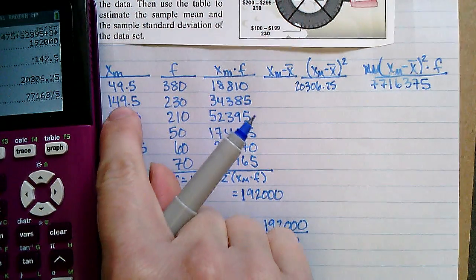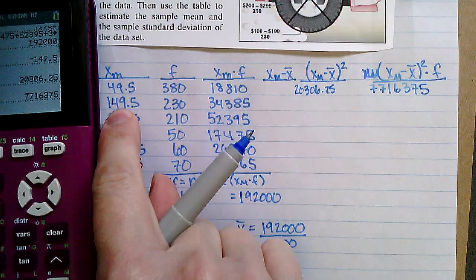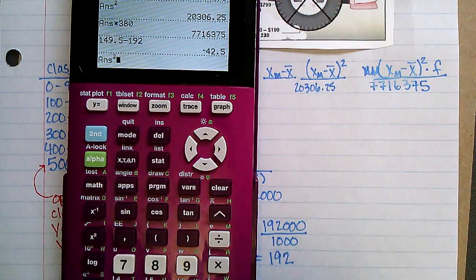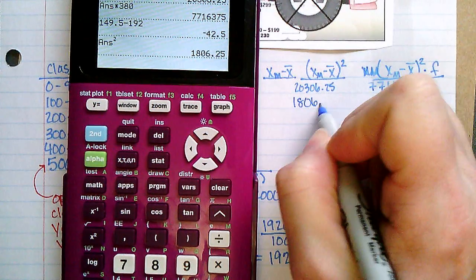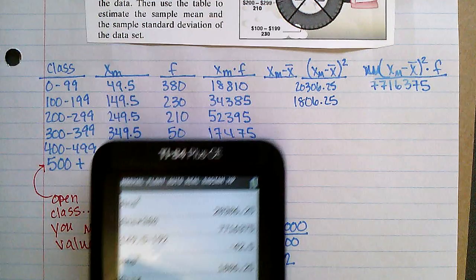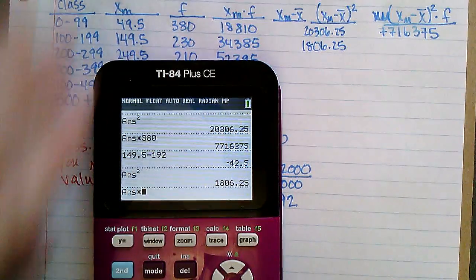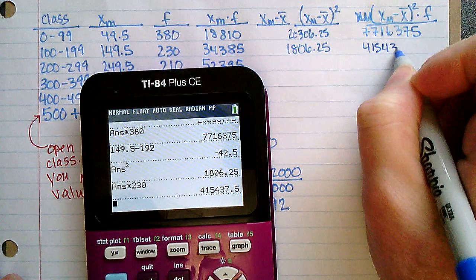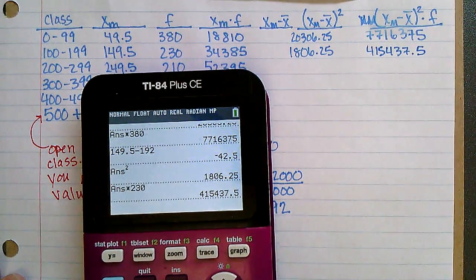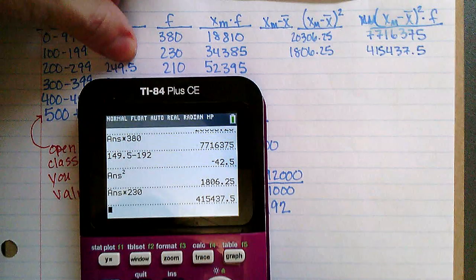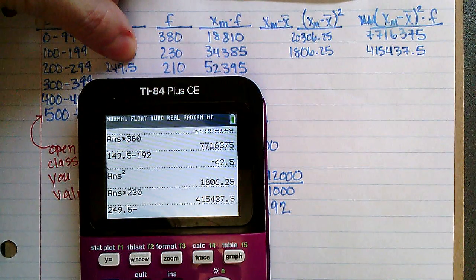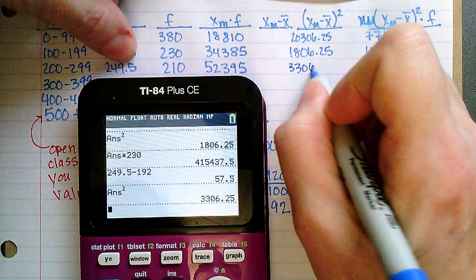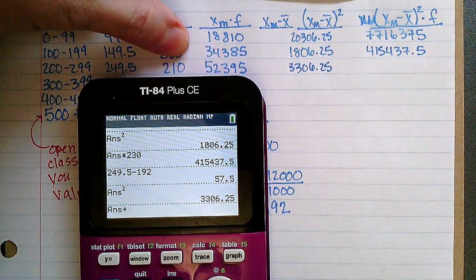So 149.5 minus 192, square it, times the frequency, which is 230. And we keep going. The midpoint, 249.5, minus the mean, 192. Square that, times the frequency.